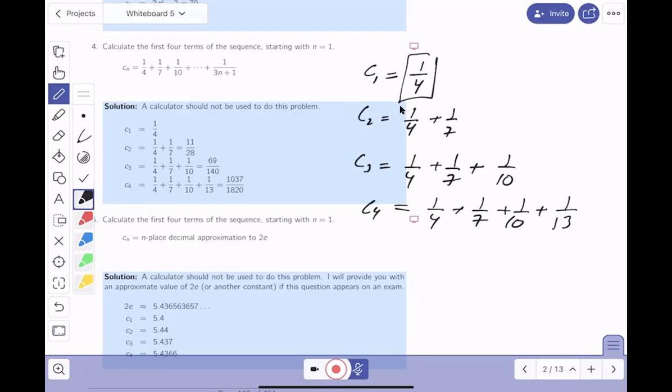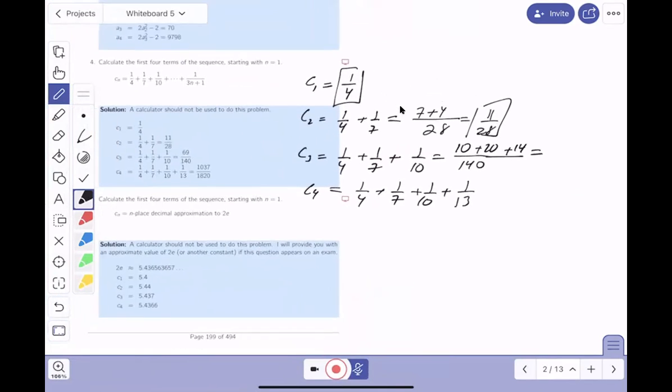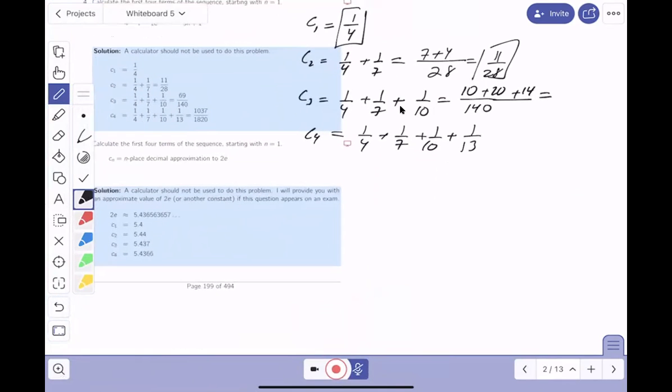This one's done. This one, I've got to get a common denominator, 28. Remember, if you can't do arithmetic, walk away. I really do mean that, by the way. This is 7 plus 4, which is 11 over 28. That's going to be 280, right? Is that 280? No, let's see. 140, I'm sorry. I had to think myself. That would be 10 plus 20 plus 14. Did I do that right? Let me take a look. 140.